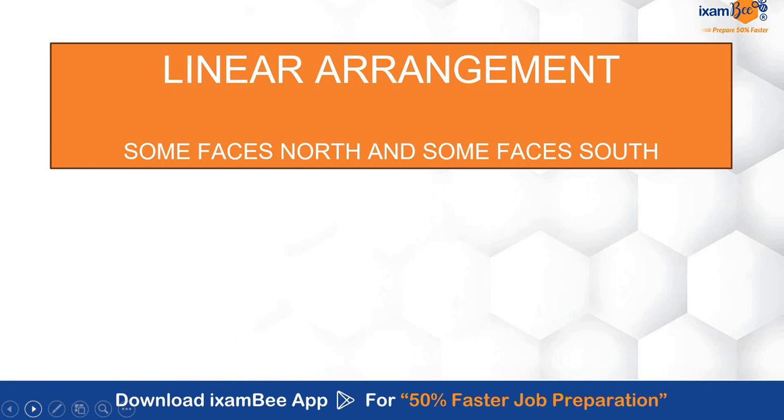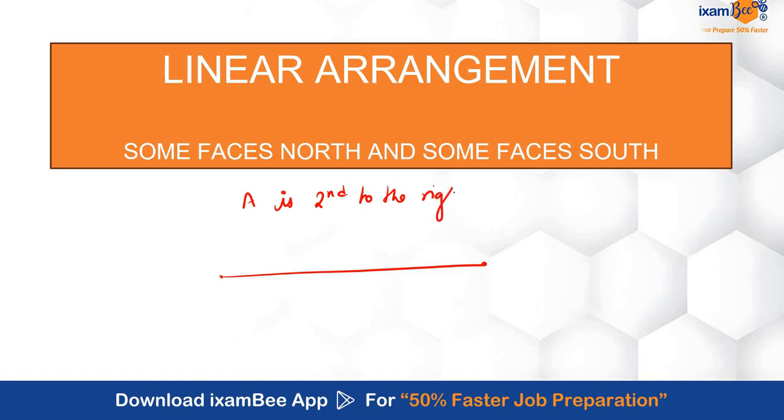So let's start with the most expected and trending question in different government examinations: linear arrangement in which we don't know the direction of the people, whether they are facing north or south. In such questions, suppose a statement is given: A is sitting second to the right of B.